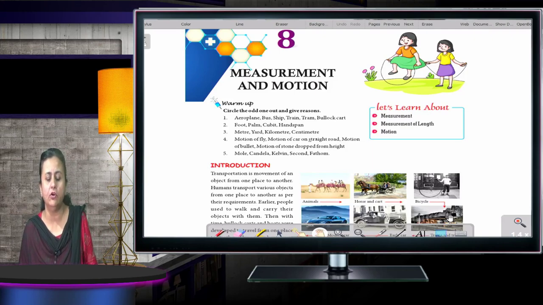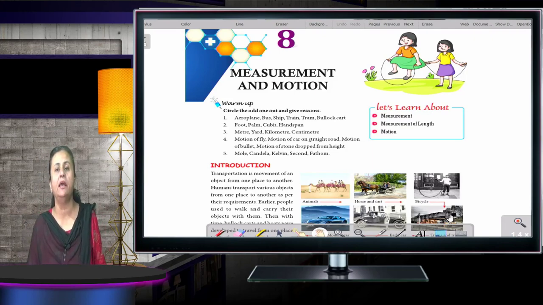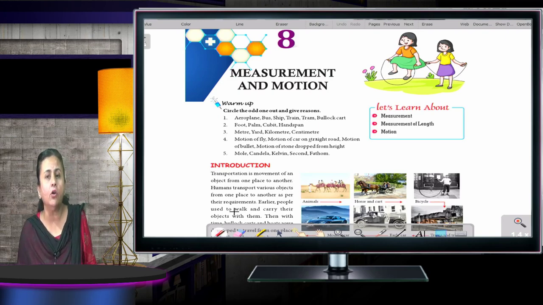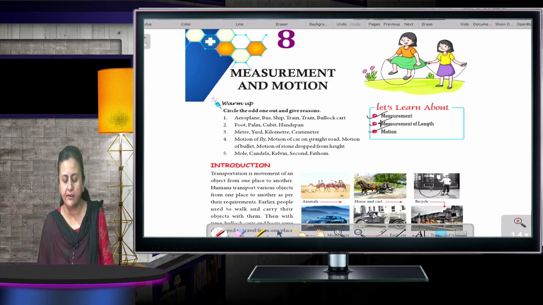As you all can see on your screen, the topic is measurement and motion. So children, let's start the chapter. What all points you are going to cover in this lesson is measurement, measurement of length, and what is motion. So let's start the chapter.